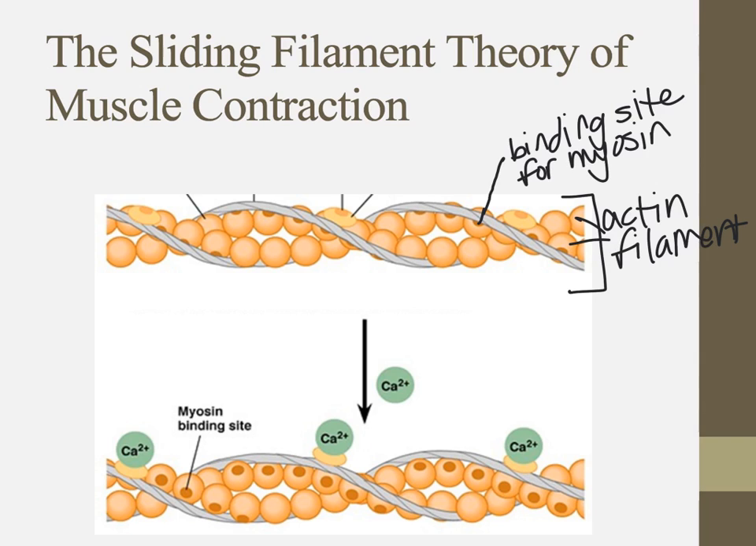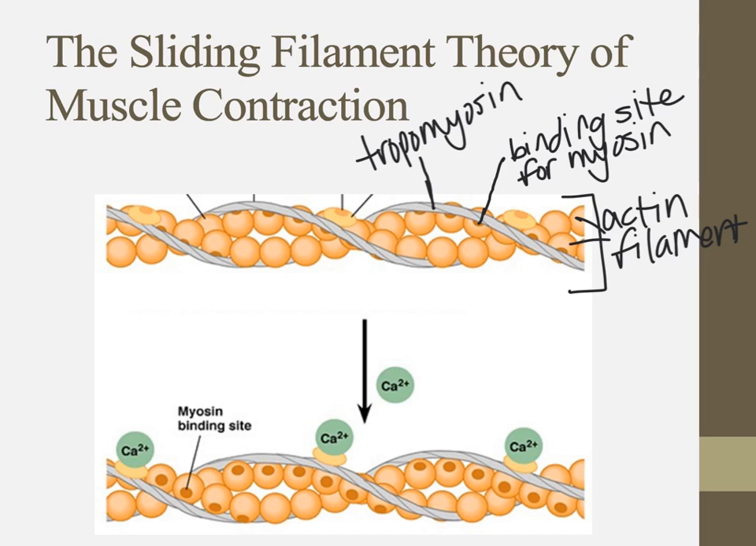Now, you may notice this annoying string here covering all of the binding sites. That annoying string is what we call tropomyosin. So this band is called tropomyosin, and this band, again, covers up all of those myosin binding sites.